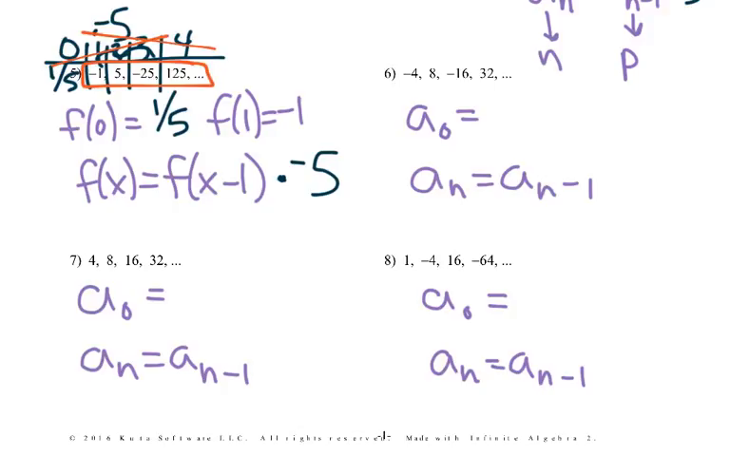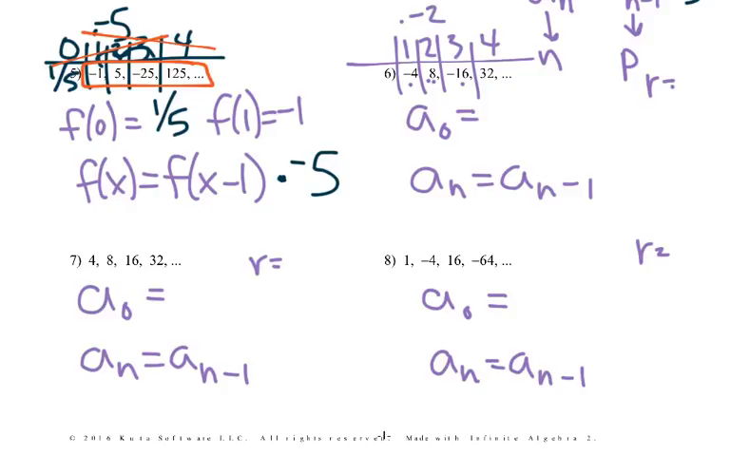Okay, now I just need to find the rate and where it starts, and we're good to go. So turn it into a table. That's my first term, second term, third term, fourth term. 4 to 8, 8 to 16, we're timesing them by 2, negative to positive, times them by negative 2. So my rate is times by negative 2. If I go back to the 0 term, dividing by negative 2 would be a positive 2. So a sub 0 equals 2.